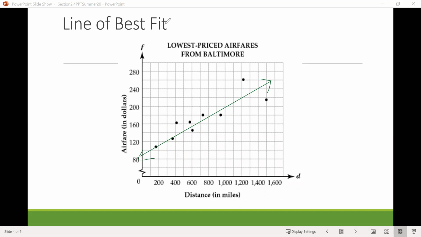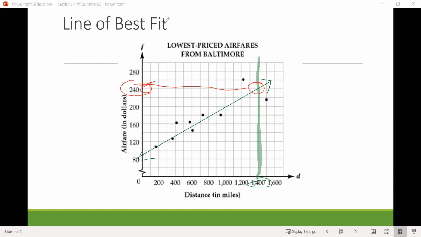As mentioned, this allows us to make predictions about things we don't have data for. For example, for a trip of 1,400 miles, if I go up the graph there are no dots, so we don't actually know the airfare. But we can guess based on our line. Looking at the point corresponding to 1,400 as an input on our line, it's about $240. That's why these are useful.